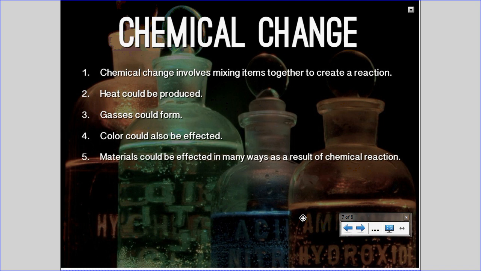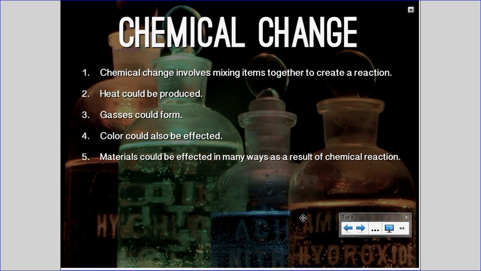Generally speaking, some nice chemical change overview. Okay, gases could form, heat could be produced, color could also be affected. Chemical change involves mixing items together to create a reaction. Materials could be affected in many ways as a result of the chemical reaction.